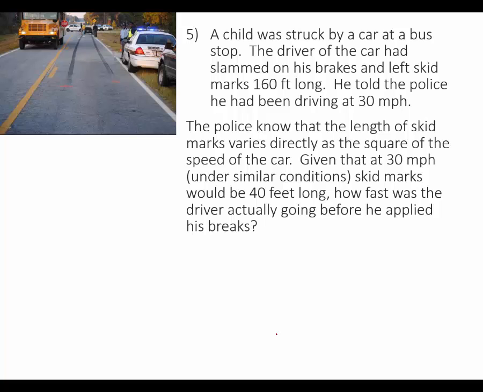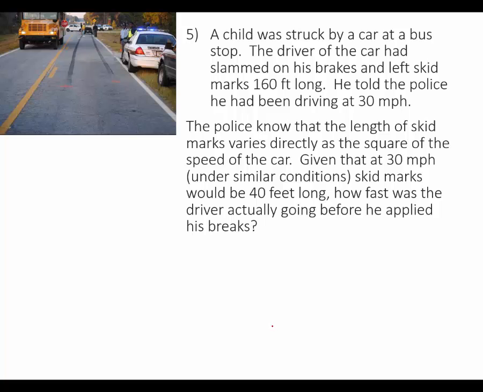A child was struck by a car at a bus stop. The driver of the car had slammed on his brakes and left skid marks 160 feet long. He told police he had been driving at 30 miles per hour. The police know that the length of skid marks varies directly as the square of the speed of the car.